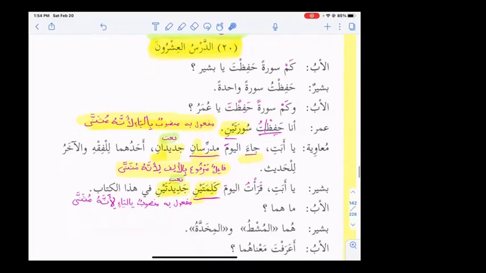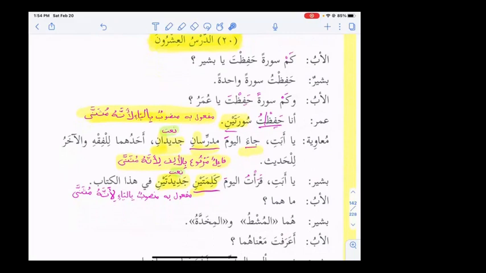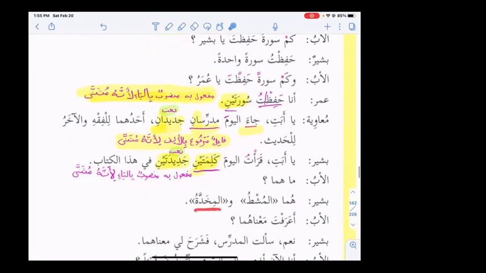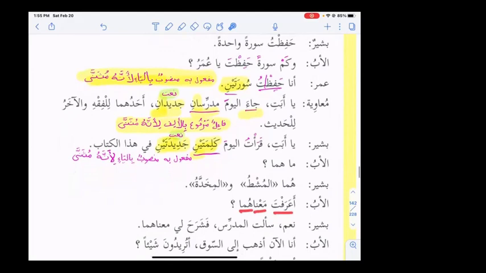Fine. Mahuma, what are they? So in English we'll say, what are they? Or in Arabic you will say, what are the 2 of them? Huma, they are. Mushtu, this is the comb. And mikhaddatun, this is the pillow. Arafta ma'nahuma? Did you know the meaning of these two? Naam.